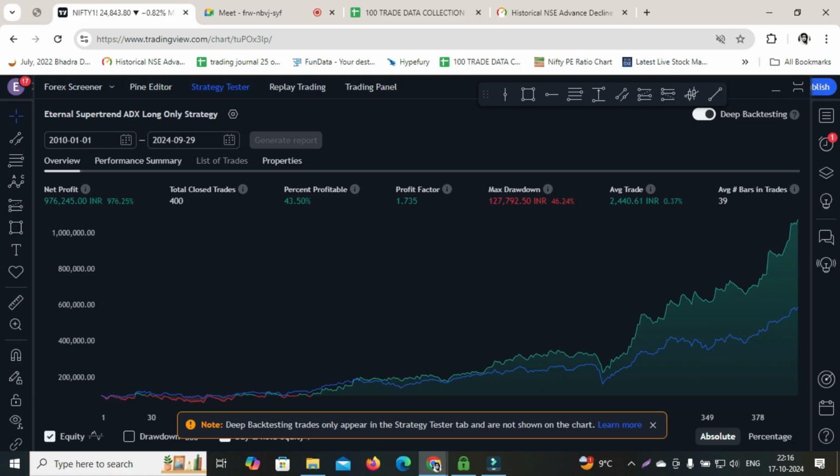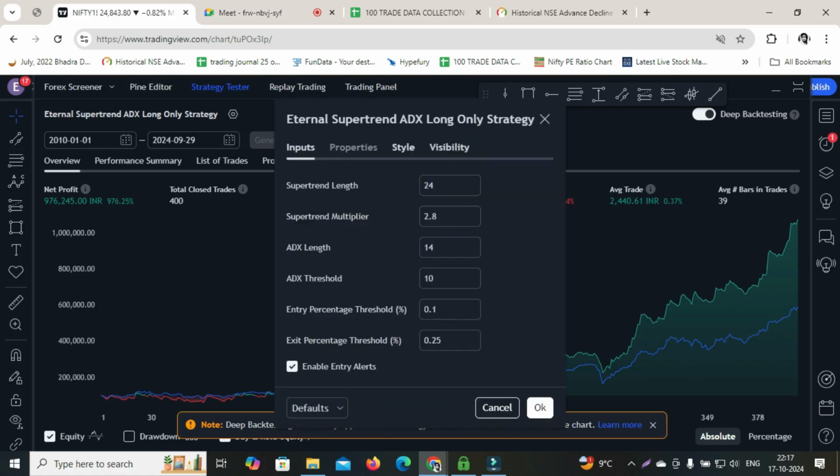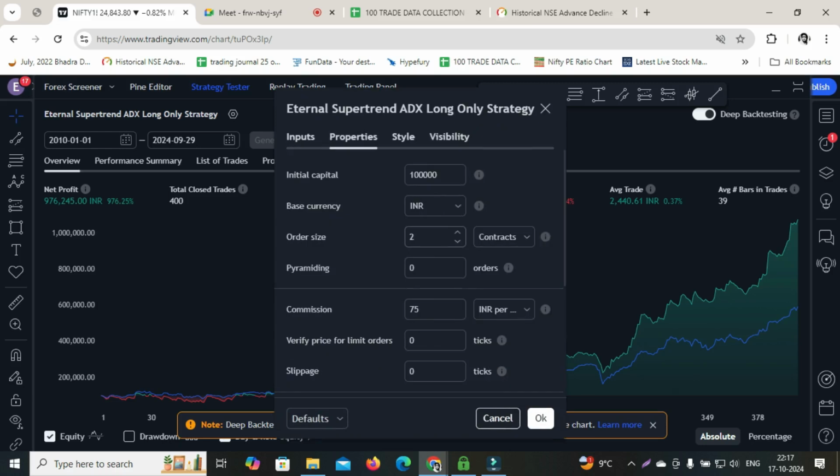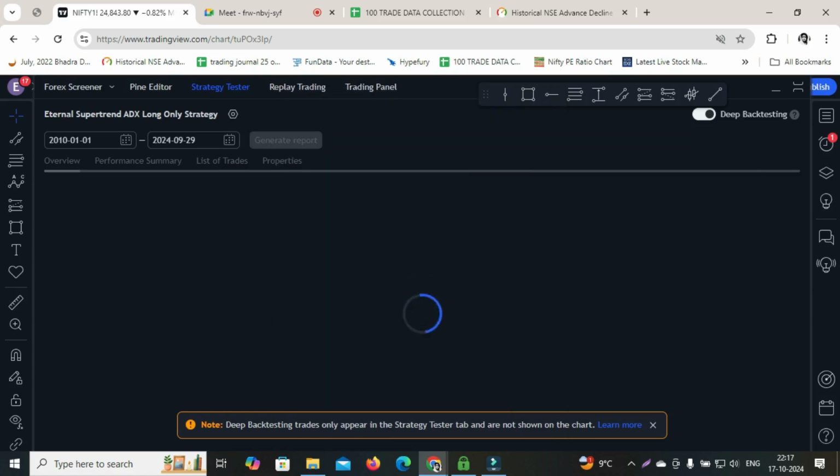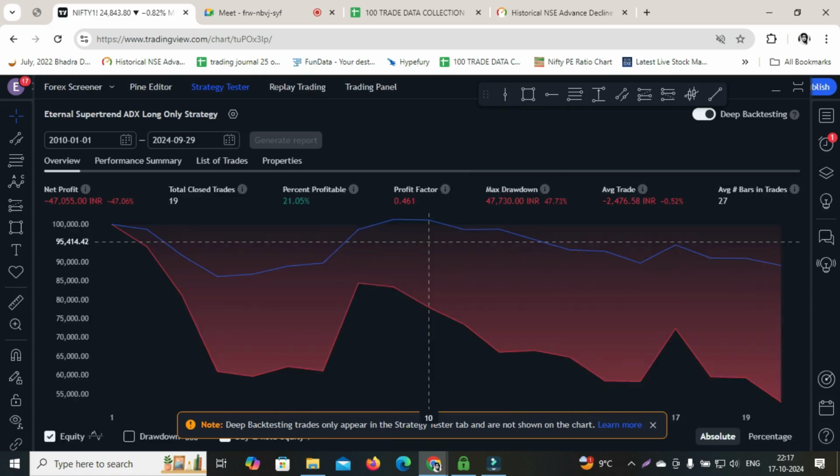Okay, now returns are not actually correct. Why? Because we have kept the contract same. Earlier Nifty was like 6,000 levels. Now it is 24, 25,000. So now one contract of 2024 is equal to four contracts of 2010. So we need to increase the contracts to see the actual thing.